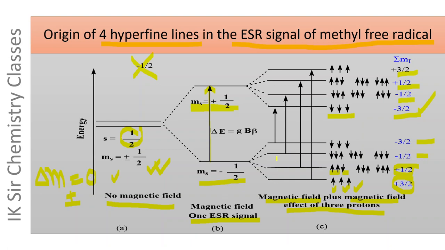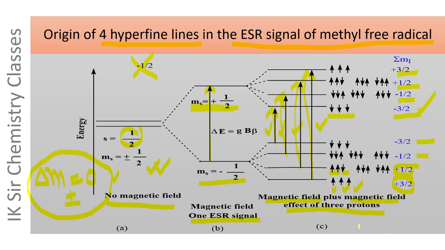From minus 3 by 2 to minus 3 by 2. This transition takes place from minus 1 by 2 to minus 1 by 2. This transition takes place from plus 1 by 2 to plus 1 by 2. And this transition takes place from plus 3 by 2 to plus 3 by 2. All these transitions involve delta mi equal to 0, and thus four transitions are possible from lower energy level to higher energy level.